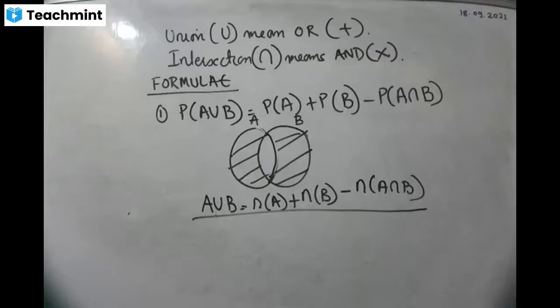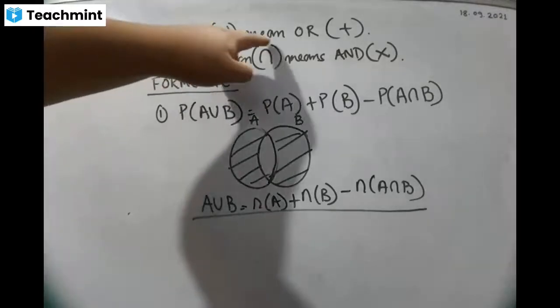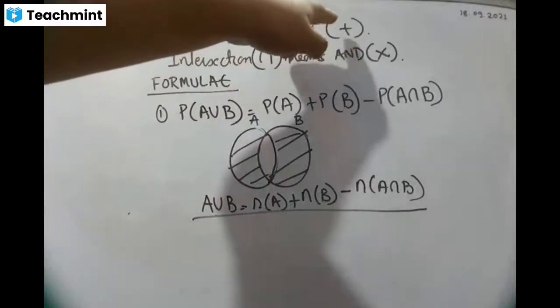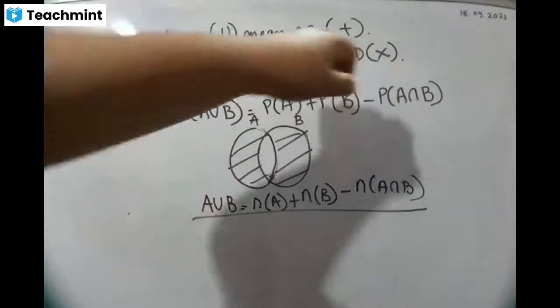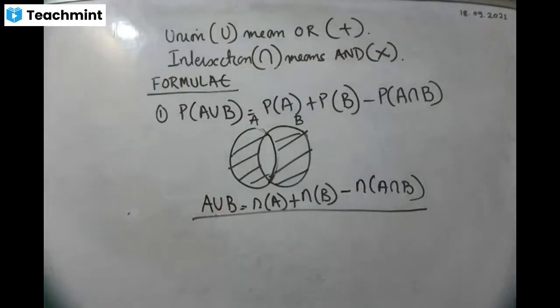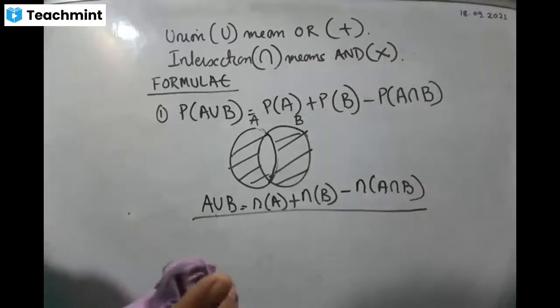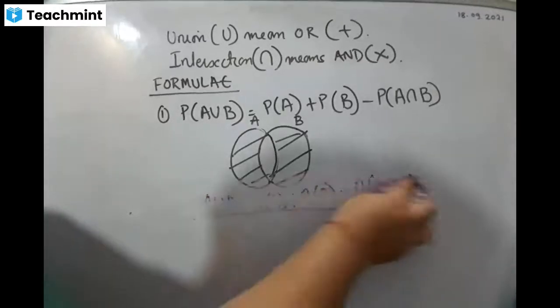So this is a very important formula which will help us calculate the probability of two events connected with each other. So once again, union means or, sometimes we write plus also. Intersection, that upside-down U, means and, so we write multiplication. So please take a screenshot of this particular formula. Okay, done. So this is the first formula.